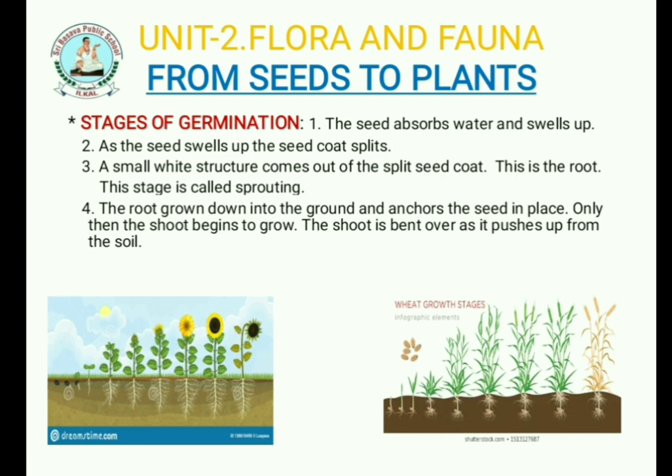The seed is in the anchor. Only then the shoot begins to grow. That anchor is helping the shoot system to grow straight above the soil. The shoot is bent over as it pushes up from the soil. So this is the fourth point in the stages of germination.